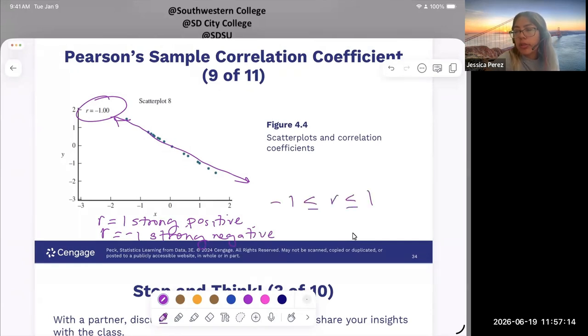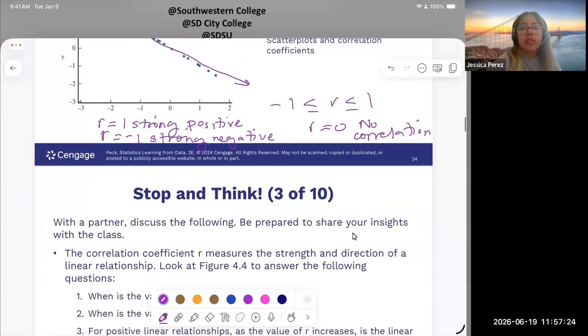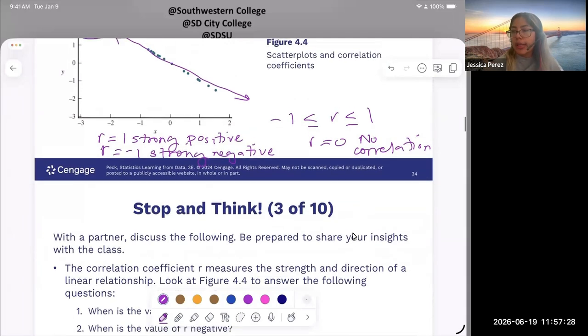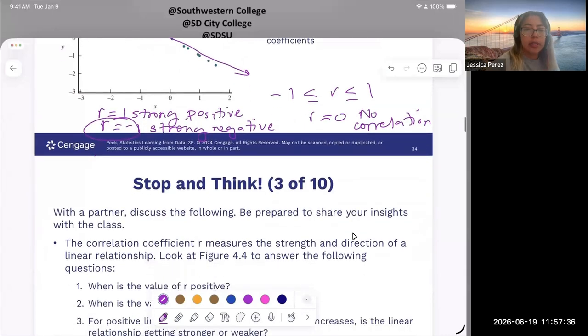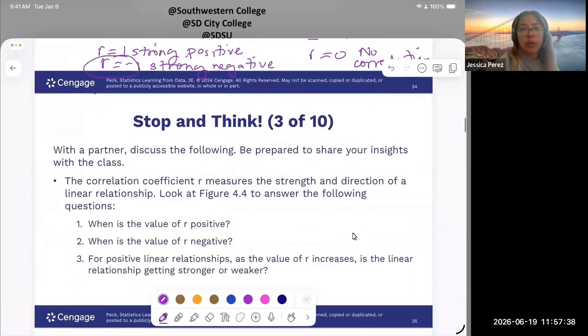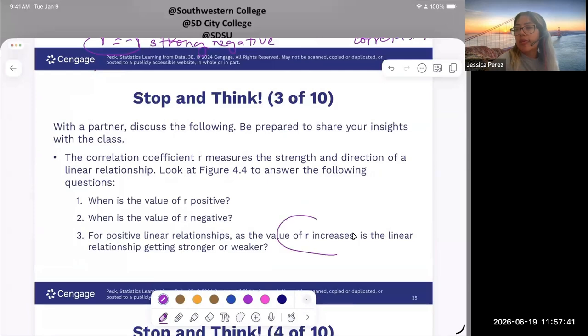R is less than or equal to 1. So what happens when R equals 0? There's no correlation, no linear correlation. So the correlation coefficient value R measures the strength and the direction. When R is negative, we have a negative correlation. If R is positive, we're going to have a positive linear correlation. Again, as the value of R increases, the correlation becomes stronger. As R decreases, it becomes weaker.